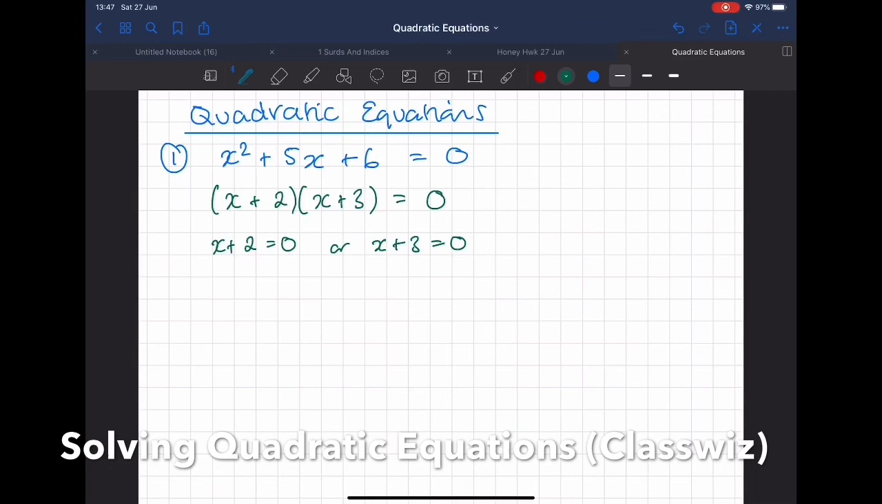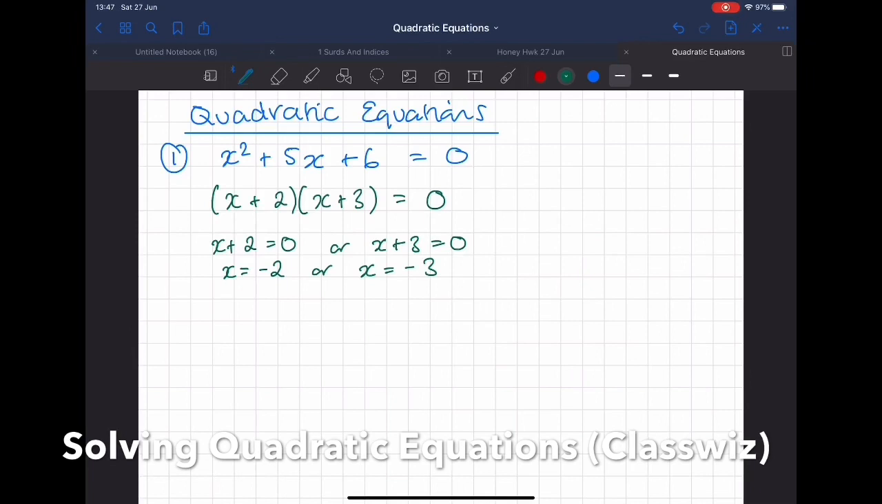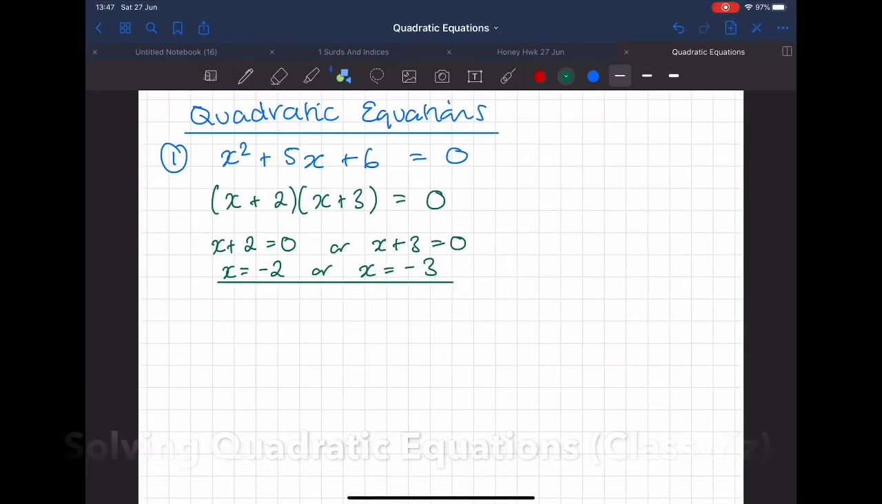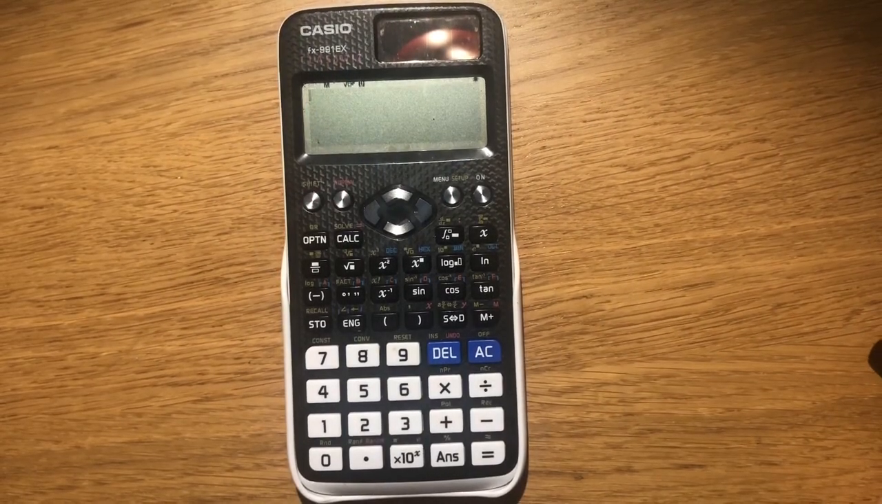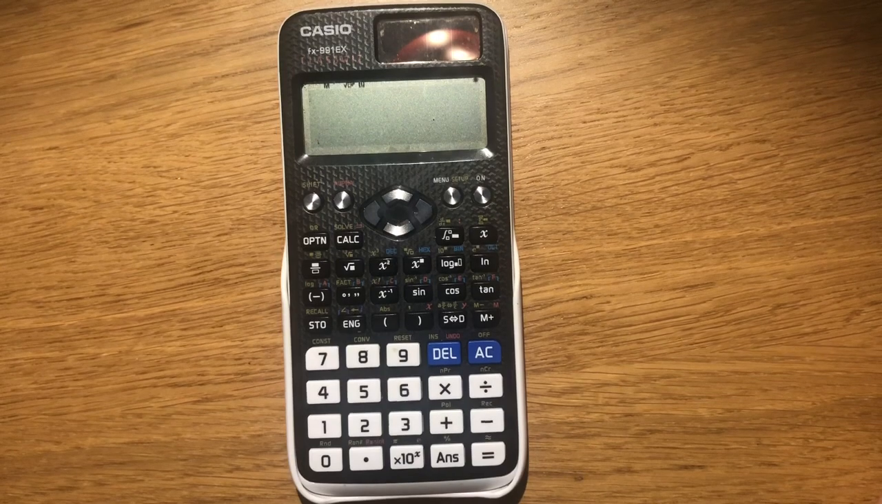And I could have skipped that line because I can see immediately that x must be minus 2 or x must be minus 3. It's one or the other of those two. Obviously, it can't be both of them at the same time, but it is one or the other. So solving x squared plus 5x plus 6 on the calculator can be done like this.